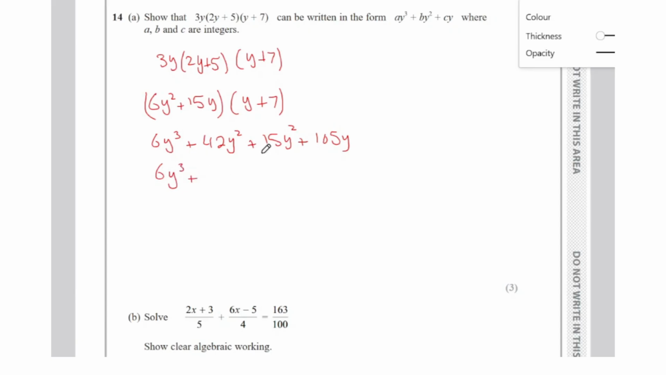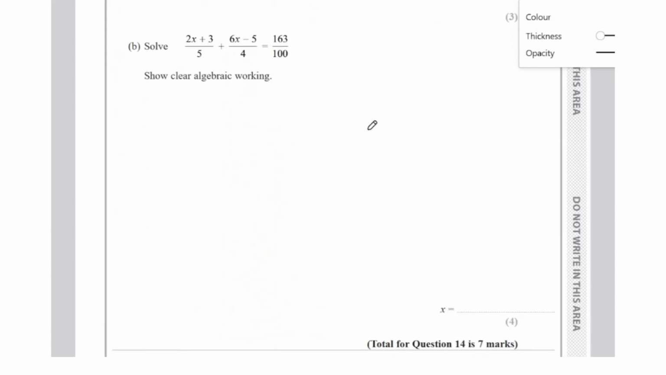Now we're going to simplify them. 6y cubed plus 57y squared plus 105y. This is a 3-mark question, guys, and I think it's a really simple question. 3 marks. If you're done up to here, you can easily achieve 50 marks. That's not bad, actually. Let's see the next one.